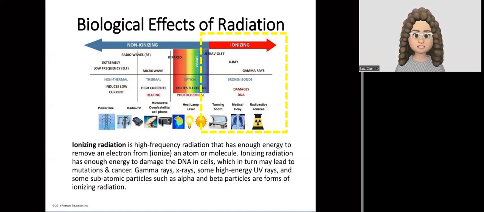And if these biomolecules like DNA are damaged, that can lead to mutations, and mutations may lead to the creation of diseases like cancer. Some examples of ionizing radiation include gamma rays, X-rays, some high-energy UV rays, and some subatomic particles such as alpha and beta particles.